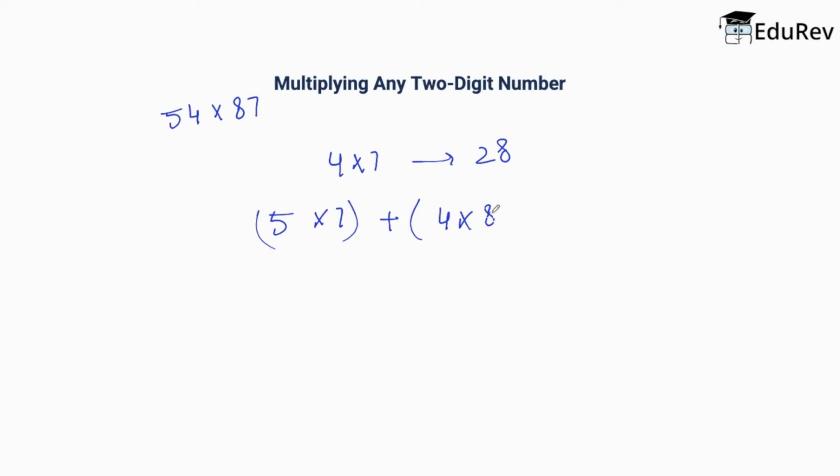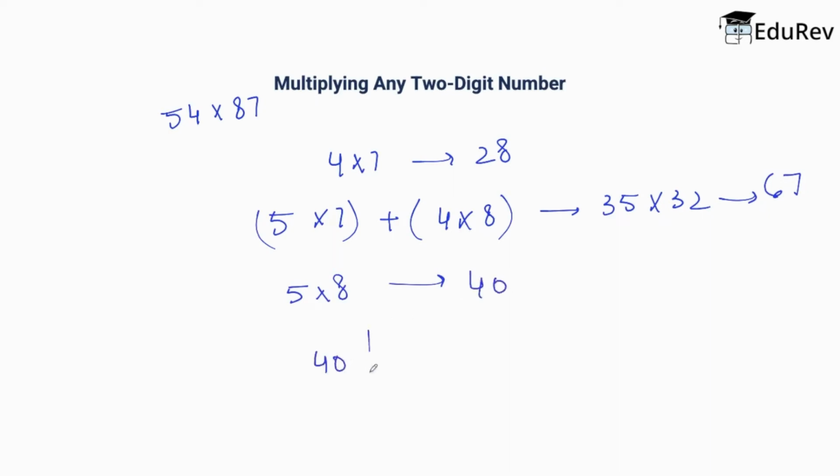So basically what they are saying is that I have to multiply 54 with 87. So I have to first of all multiply 4 and 7. So we all know 4 into 7 is nothing but 28. Then I have to multiply 5 with 7 and add it with 4 into 8. So 5 sevens are 35 and 4 eights are 32. So it will be what? It will be 67. And then 5 into 8. So 5 into 8 is going to be what? 40. Now I have to write it, that is, it's 40, then it's 67, and then it's 28.